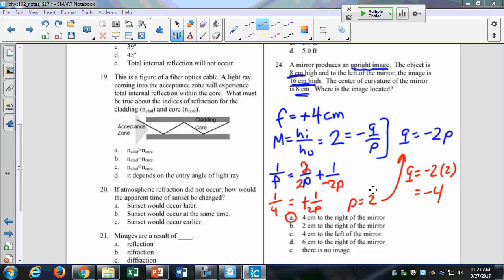I just solve for Q. I do that because I don't want to deal with a fraction right now. So I could have said P was equal to negative Q over 2, but I didn't want to do that. But you can do that, that's not wrong. And so I take this, negative 2P for Q, and plug it in right here.